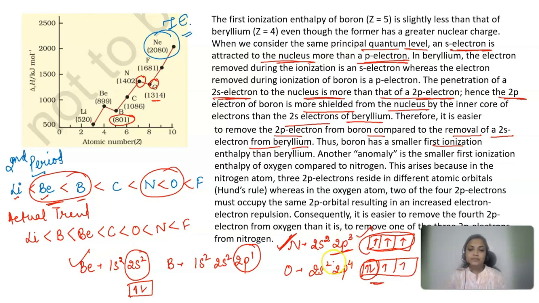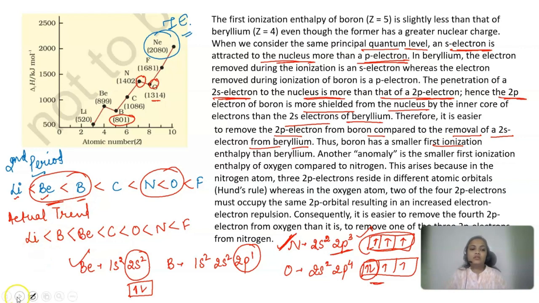All right, so that is the thing. Now this is the trend for the second period, and this question was asked in the NEET examination also. They gave carbon, nitrogen, oxygen, fluorine, and you have to give the trend. So if you don't know this anomaly, you might get this question wrong. So try to understand this.